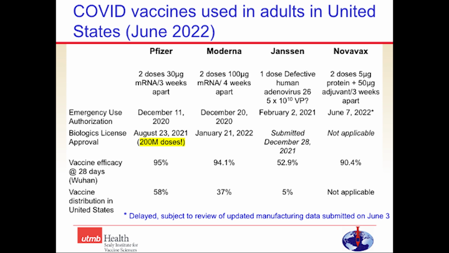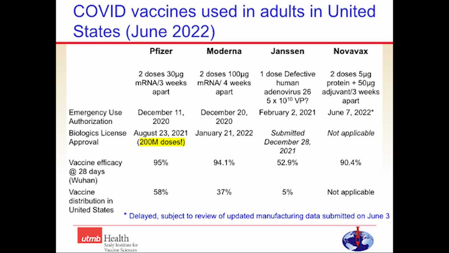EUA, first one was Pfizer, December the 11th, 2020, followed a week later by Moderna, followed by Janssen in February of 21, and then most recently Novavax in June of this year. I put an asterisk next to the June one because although it went through the recommendations, it's put on hold because Novavax changed their manufacturing process, and they were presented new data on June the 3rd just before the approval, and the FDA want to review that information before they decide whether or not to give it a EUA.